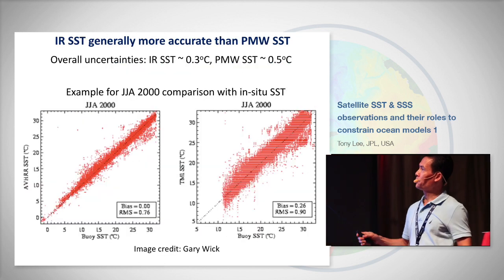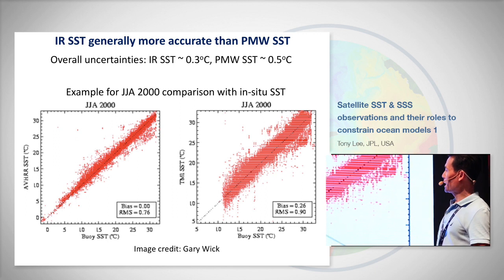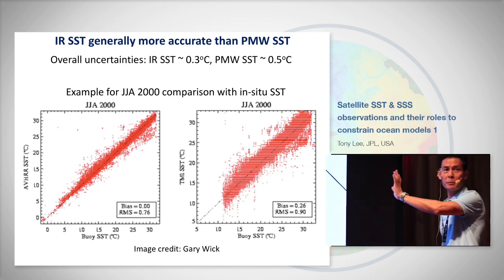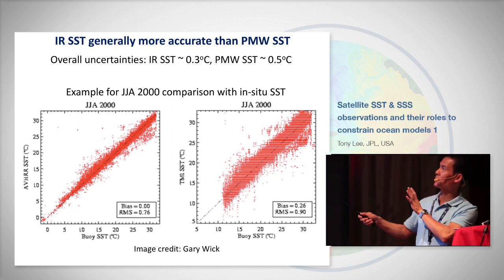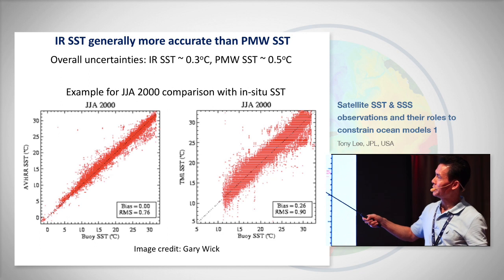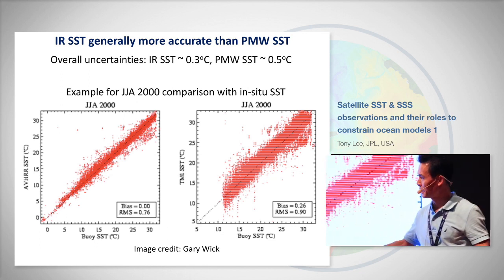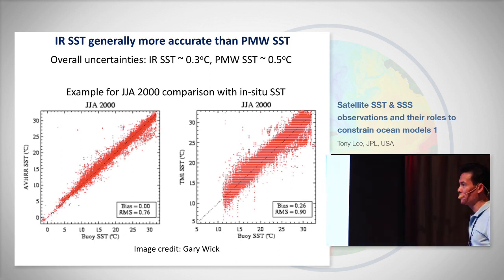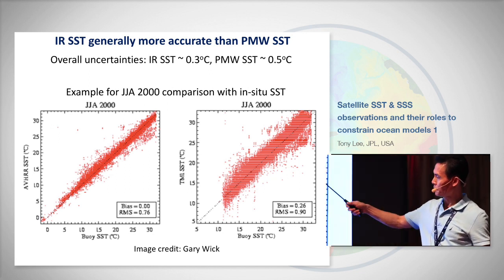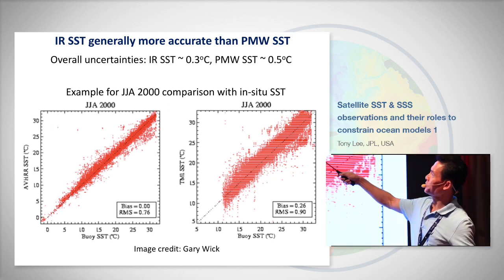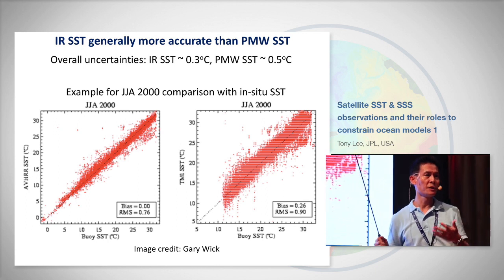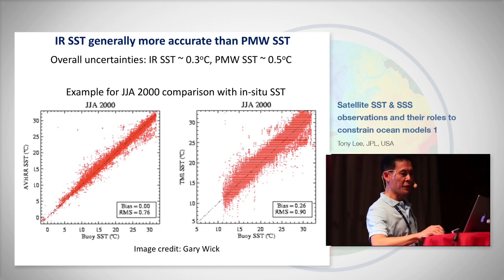This is also one example for the comparison of the infrared and microwave SST in a scatter plot against buoy SST. You see a larger spread of the microwave SST versus buoy. This is just one example during a few months period in 2000 during summertime from Gary Wick. The RMS is 0.76 for infrared and 0.9 for microwave SST just for this period. In fact, if you look at the literature, the overall accuracy of the infrared SST is about 0.3 degree, whereas the microwave is 0.5. So the infrared is still better accuracy than the microwave SST.